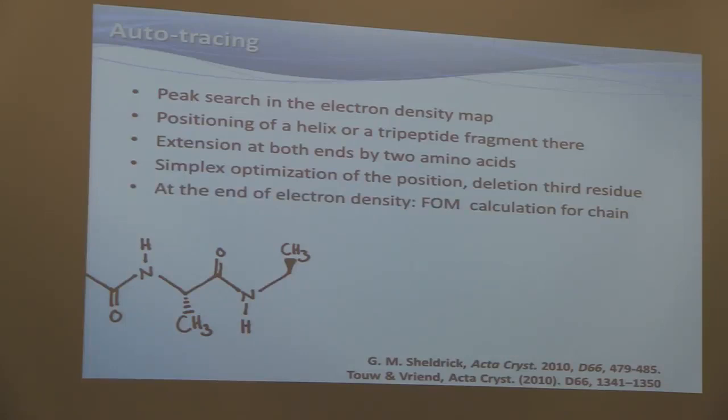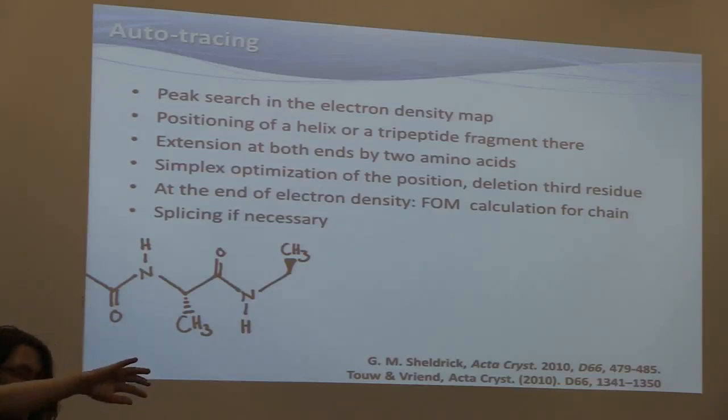At the end of the electron density, where we can't trace any longer, we do a figure of merit calculation for the chain, and we splice if necessary, because we could have had one trace start here and one trace start here, and they would be lying in the same density, so we need to splice them together.